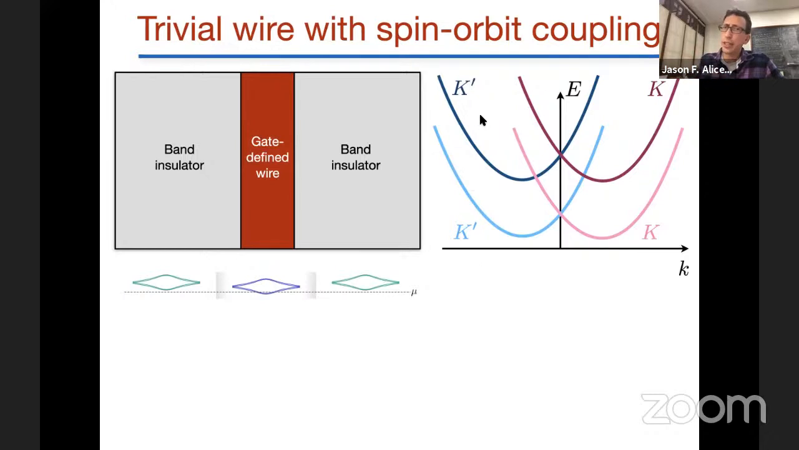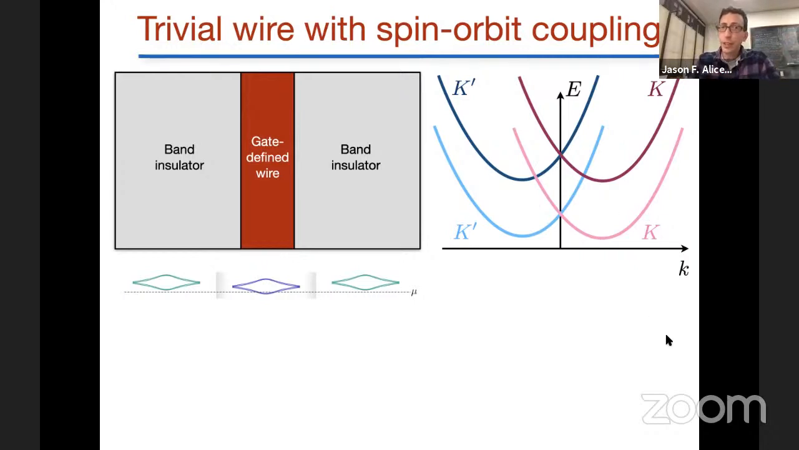I can't really label these parabolas by spin any longer because of spin-orbit coupling. All I can say is that, let's say, these k states are related to these k prime states by time reversal symmetry. All right, so we're halfway there. So now, if you think about putting your chemical potential, let's say down here, you have only 2 partially occupied bands rather than 4. And so, we've made some partial progress.